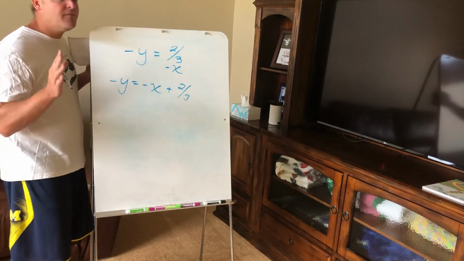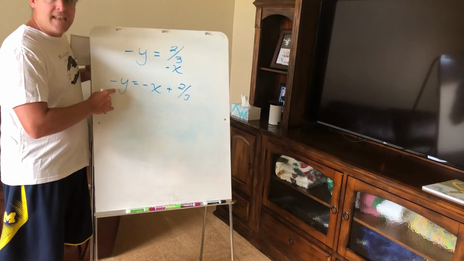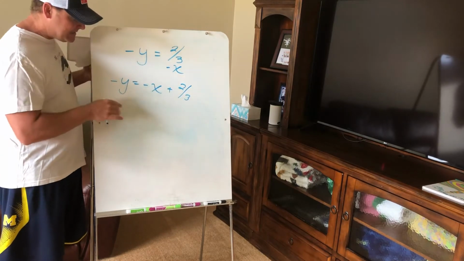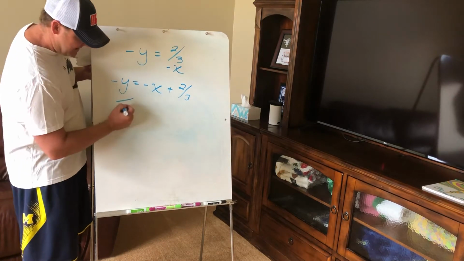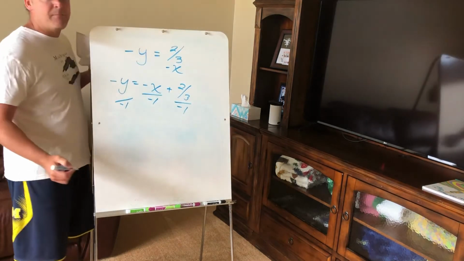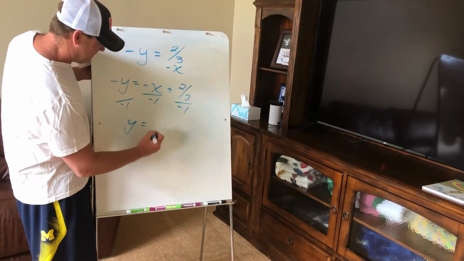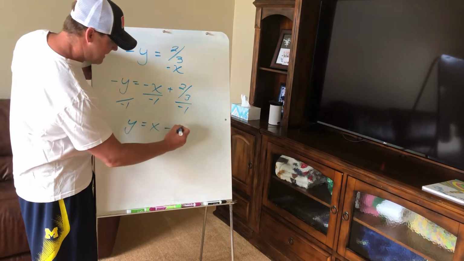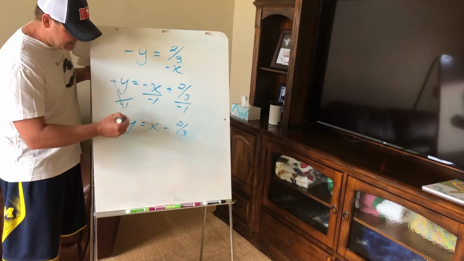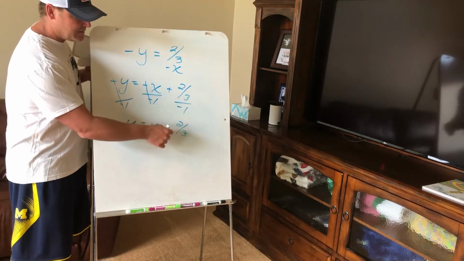Another thing you can think of is you can divide this by negative 1. A negative divided by a negative is a positive. So basically, if I divide this by negative 1, divide that by negative 1, and divide that by negative 1, I'll get y equals x minus 2/3. These negatives cancel out, these negatives cancel out, and signs are different, so your answer is a negative.